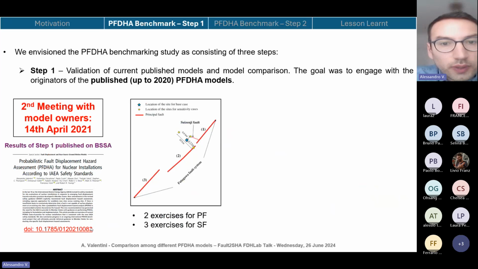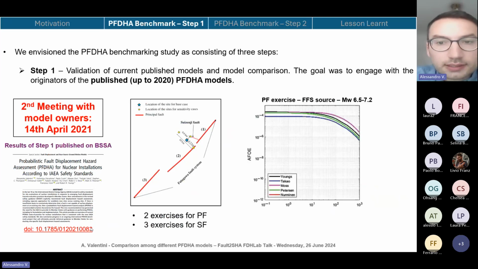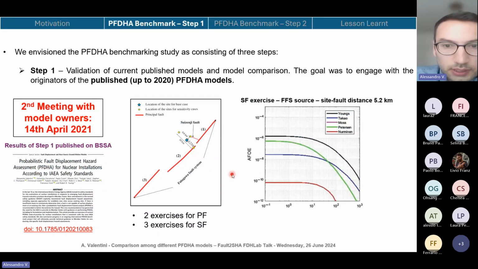The scenario that we created was based on the Kumamoto area, an area affected by the 2016 earthquake in Japan. We provided the input information for 2 exercises for principal faulting and 3 exercises for secondary faulting, or distributed faulting. These are the results for only one principal faulting exercise, where the source was the whole Futagawa fault system, and the magnitude range was between 6.5 and 7.2, and all models were in good agreement.